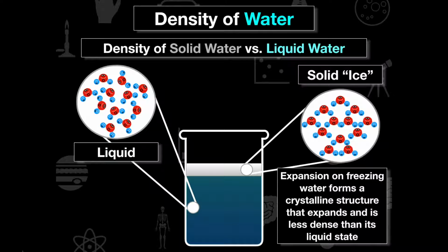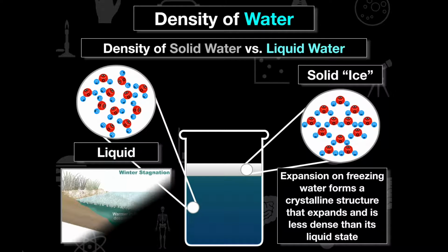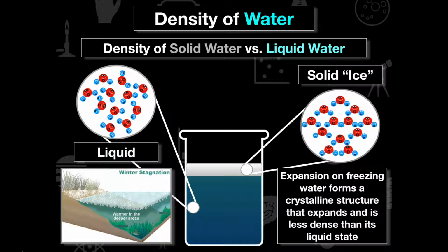So the expansion on freezing water is going to form a crystalline structure that, when it expands, creates a less dense state than the liquid water. That's why the ice is going to float when we put it in liquid water. Now this is going to be really important when we talk about winter stagnation. What ice does is actually create a blanket and keep the warmer depths of the ponds or lakes that exist in an ecosystem warm, so that the organisms can stay alive in those liquid water habitats.